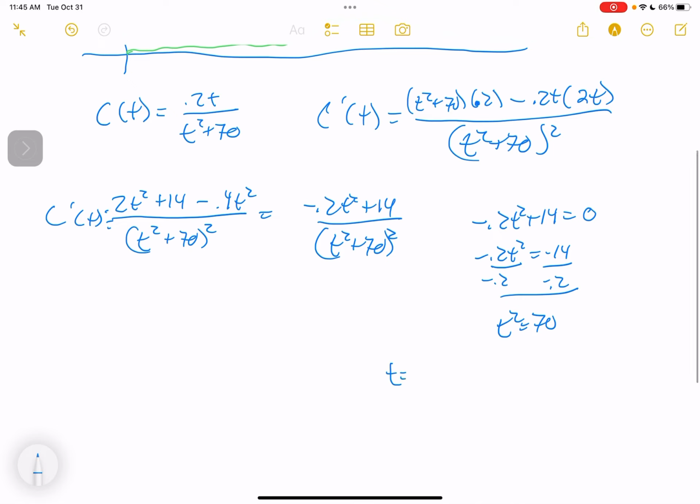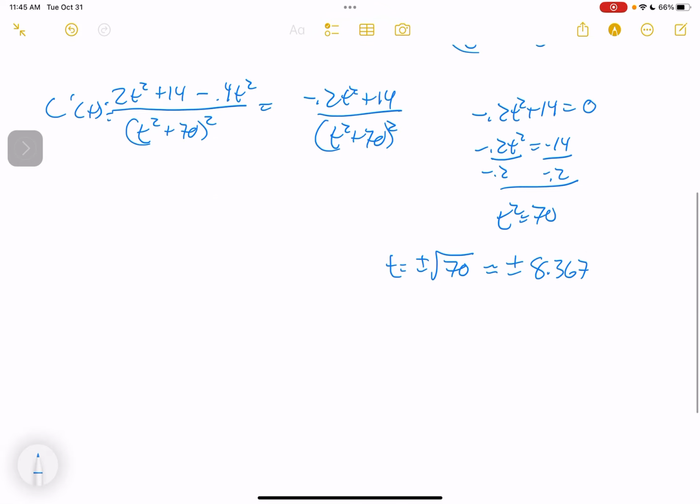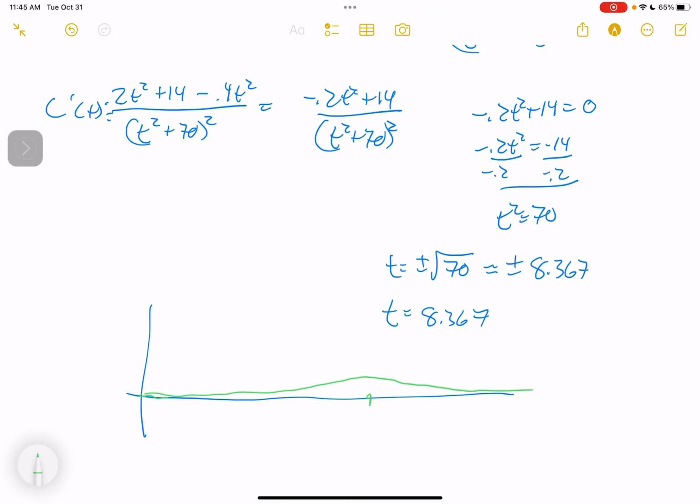So t is going to be plus or minus the square root of 70, which is approximately plus or minus 8.367, which is my memory of the answer, because I did it on my calculator, which is now charging. But the negative is not really helpful, so just the time is 8.367. So that means that this graph would be coming along here, peak out and go back down at 8.367. And that's it. Hope that helps.